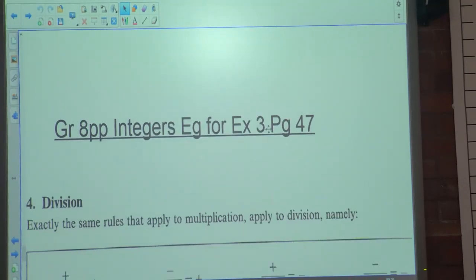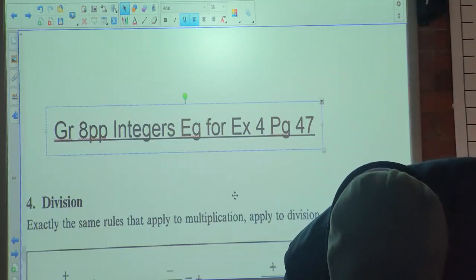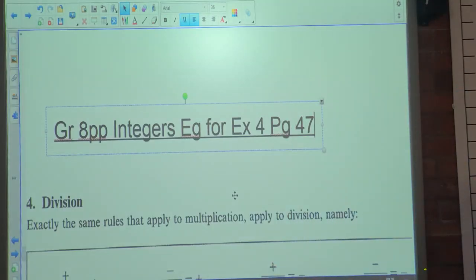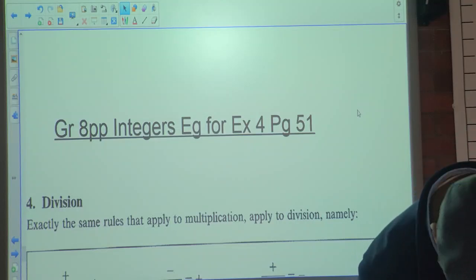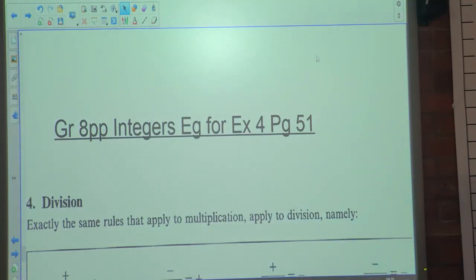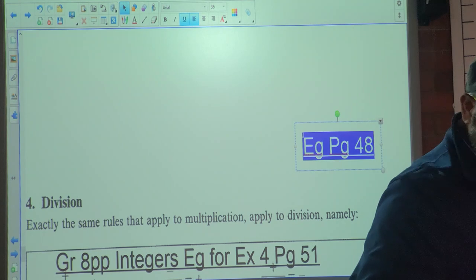The examples for exercise 4, the exercise 4 is on page 51. And I'm doing the examples starting from page 48. Okay.